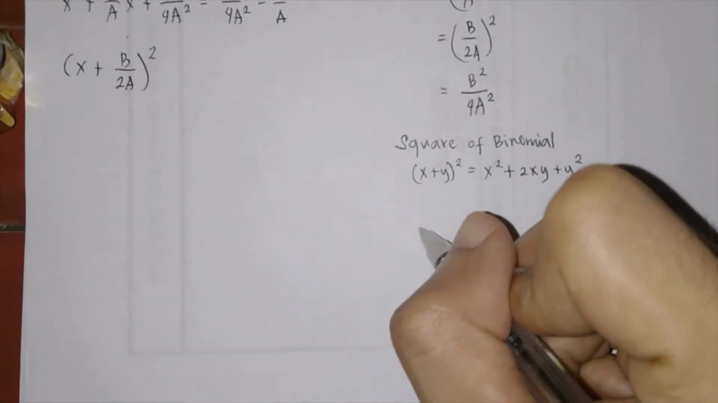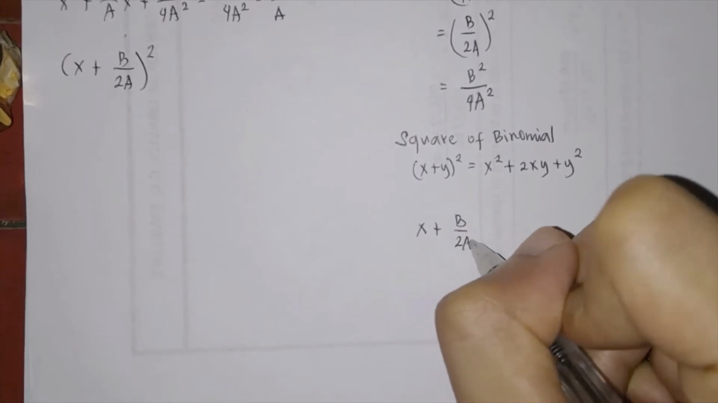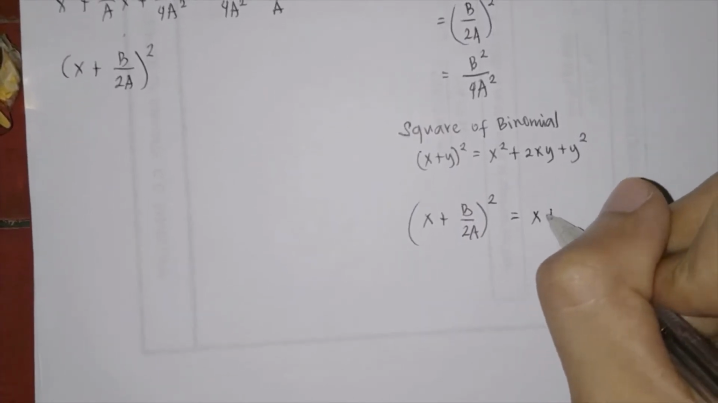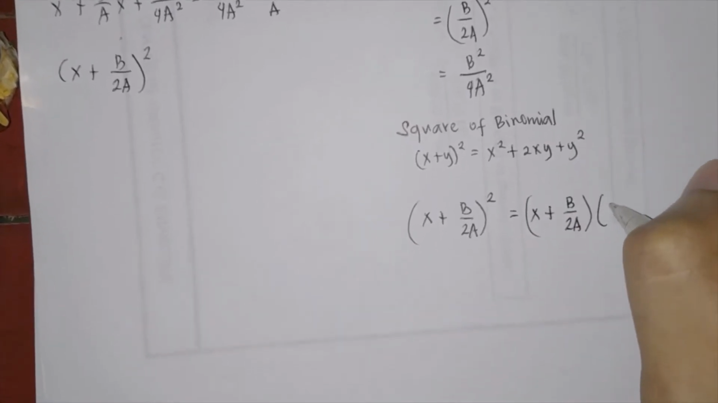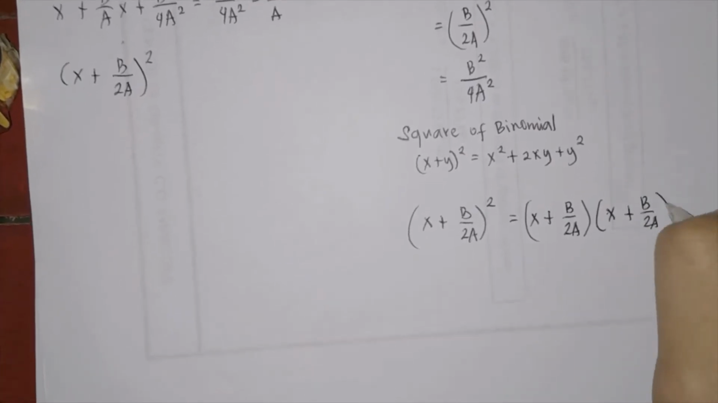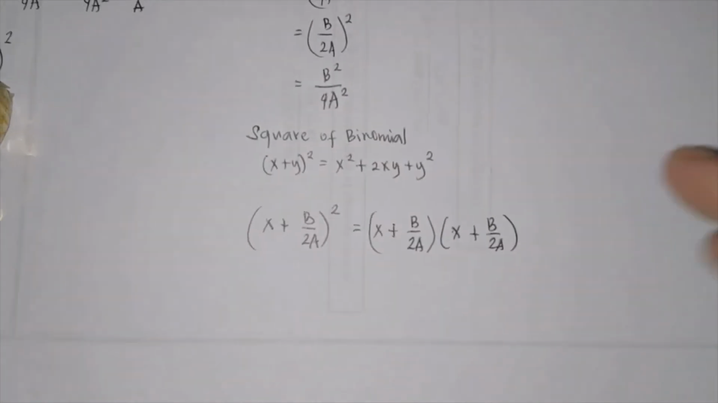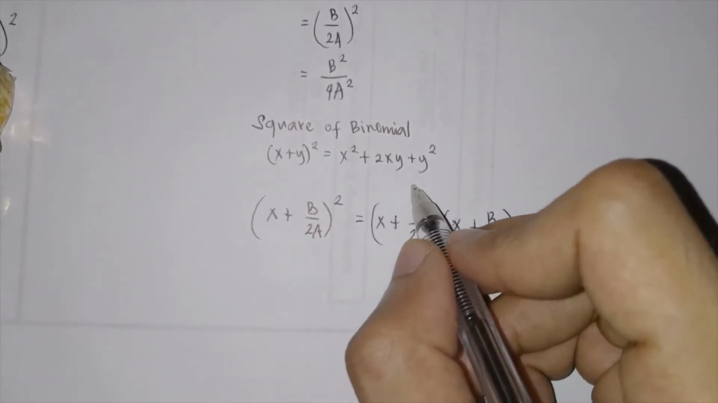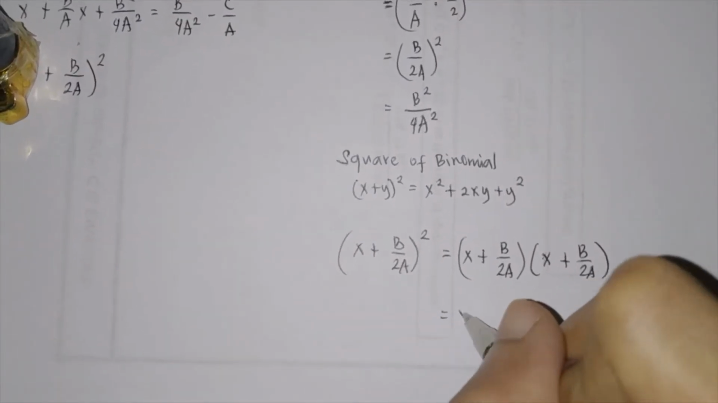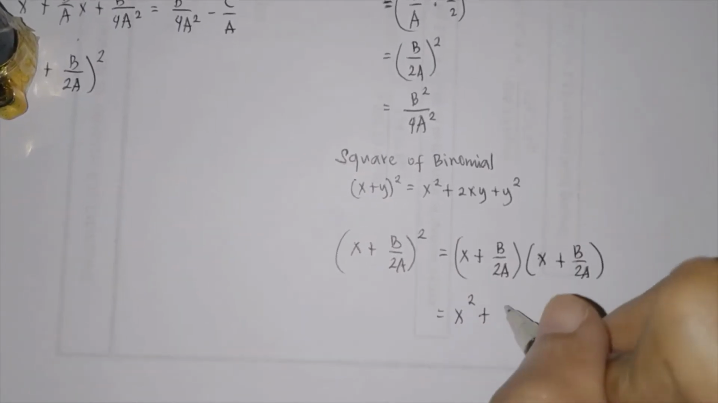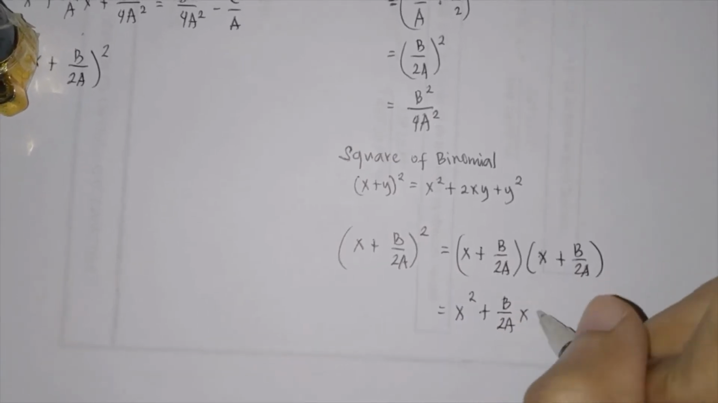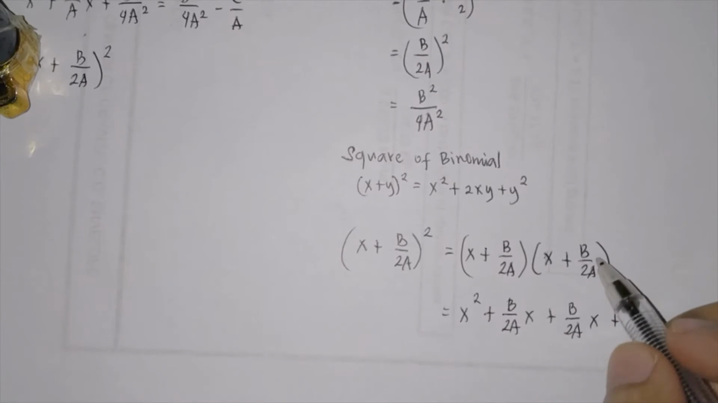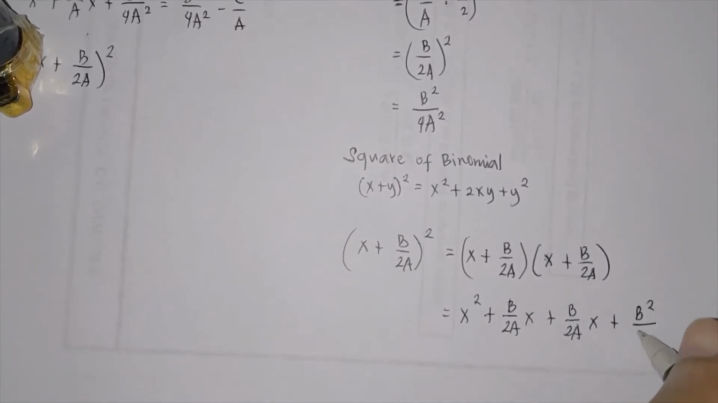So, expand natin. Naka-squared siya. So, ibig sabihin lang yan, ang binomial natin is multiply lang sa sarili niya. So, using FOIL method guys, mas-simplify natin to. FOIL method is first, outside, inside, and the last. So, using FOIL method, x times x equals x squared plus x times b over 2a x, and then plus b over 2a multiplied to x then plus b over 2a multiply to b over 2a is equal to b squared over 4a squared.